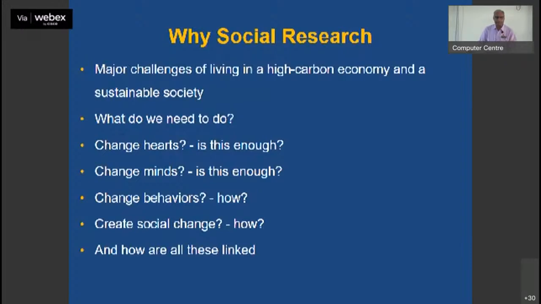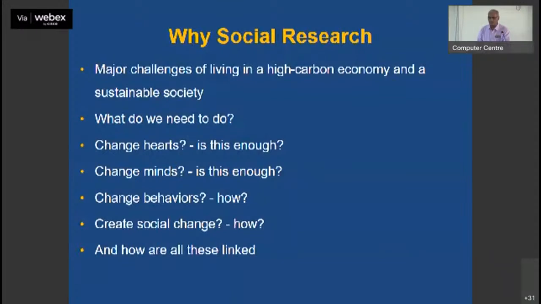The object or purpose is to uncover unknown facts and mysteries. Now, this is a big problem before the world, the major challenge of living in a high carbon economy and a sustainable society. What to do? Carbon emission is increasing because of industrialization and all these things. And because of that, there is a change in the climate. What to do? So what do we need to do?